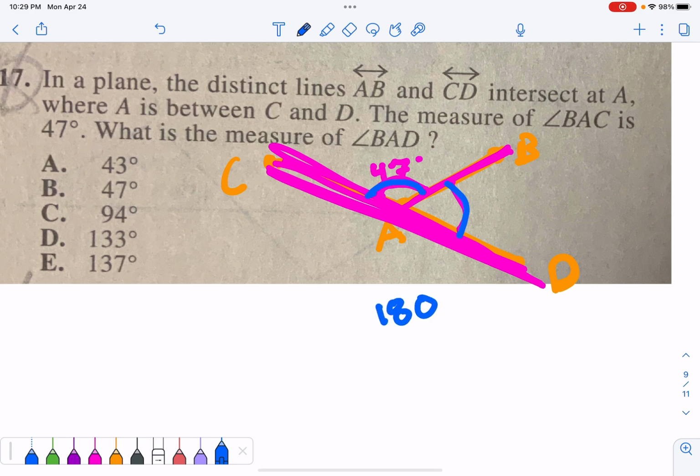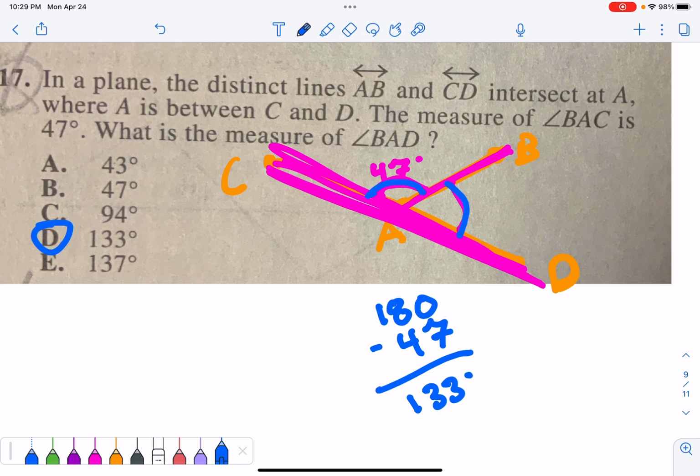So all I have to do is 180 minus 47. That's a really easy concept, but you have to draw the dang picture first. Like, that's the hardest part, okay? 133, I think, D. So draw a picture. You have to get used to drawing pictures and figuring out what they're trying to do.